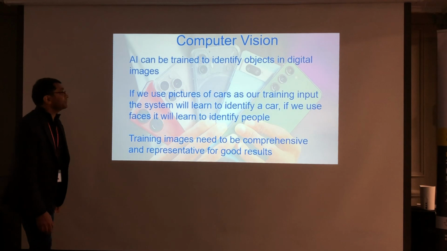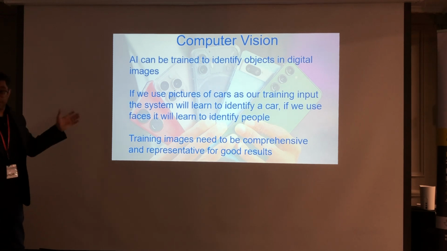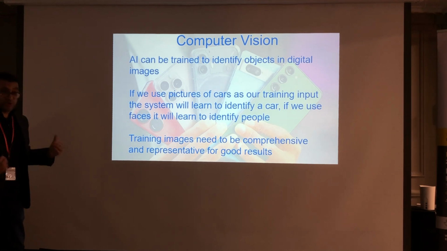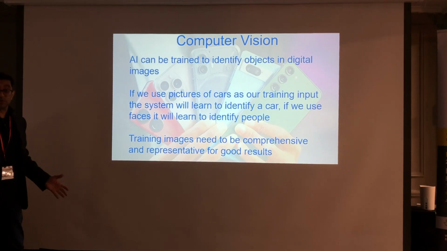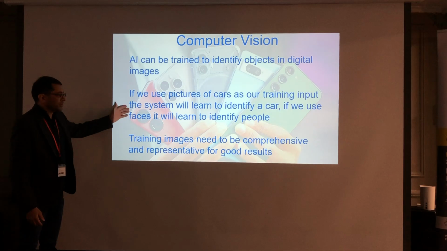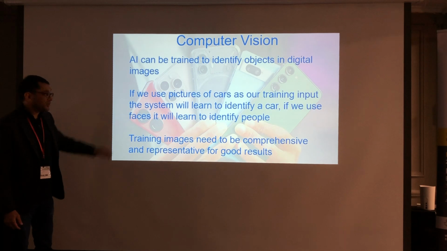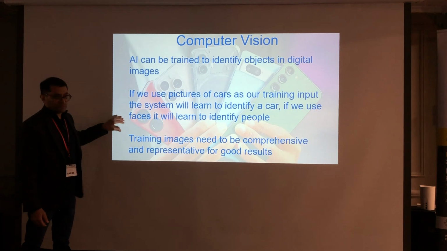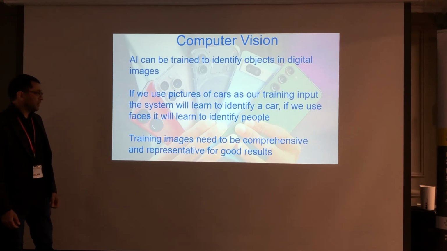So computer vision. AI can be trained to identify objects, and we trained ourselves to identify these objects as toddlers. Remember, that's what our brains did. So if we use pictures of cars, it will identify cars. If we use faces, it will learn to identify faces. And in fact, that's the one that's of most interest. Face ID is a big part of AI.